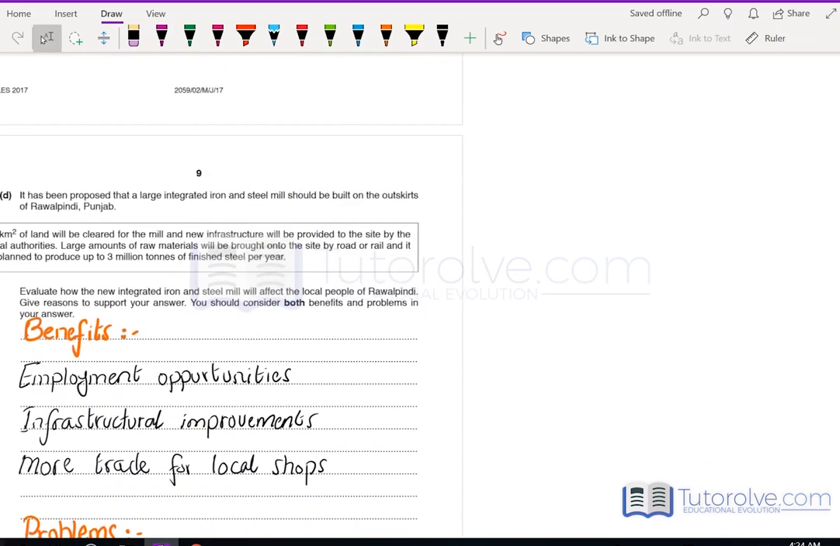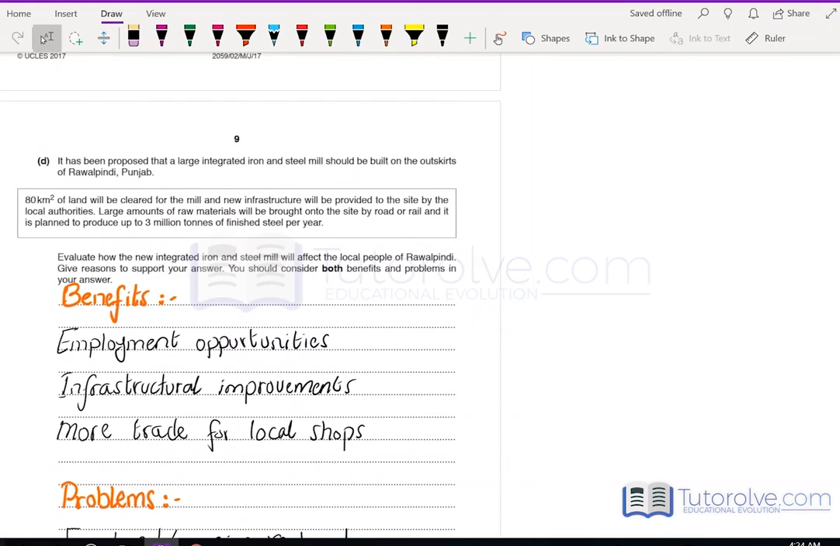Now, the D part from question 2 says it has been proposed that a large integrated iron and steel mill should be built on the outskirts of Rawalpindi, Punjab. Now, 80 kilometers of land will be cleared for the mill and new infrastructure will be provided to the site by the local authority. Large amounts of raw materials will be brought onto the site by road or rail. It is planned to produce up to 3 million tons of finished steel per year.